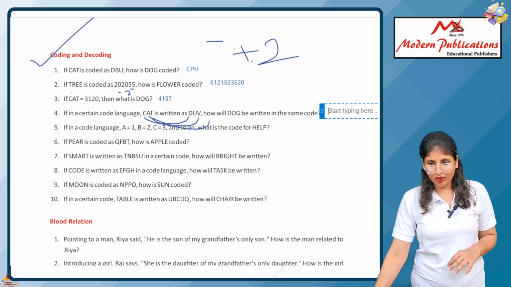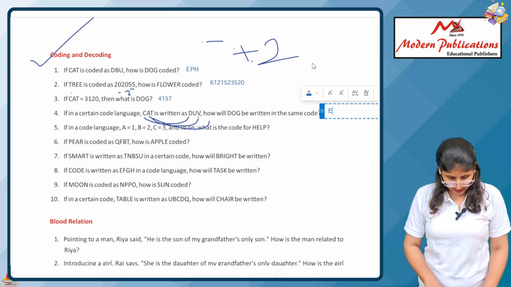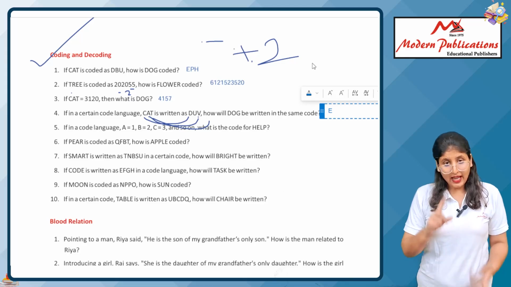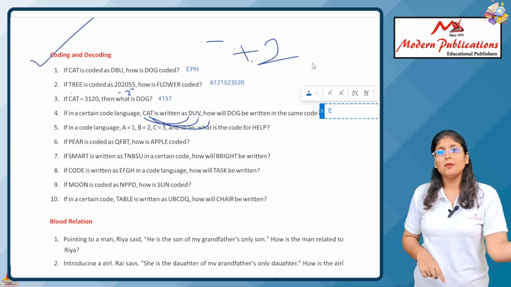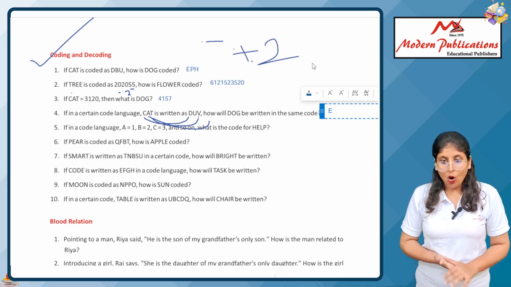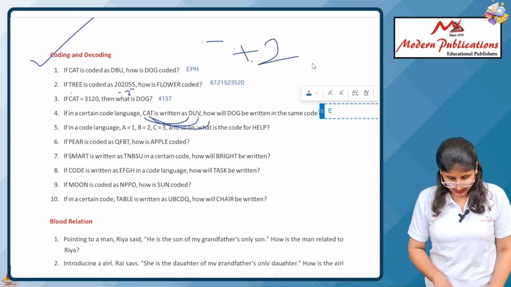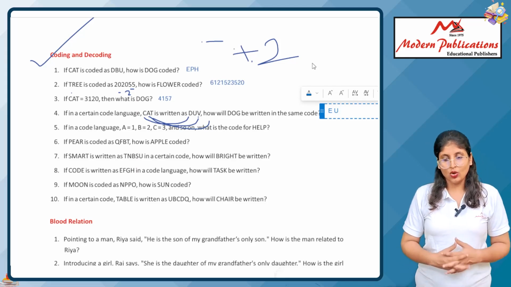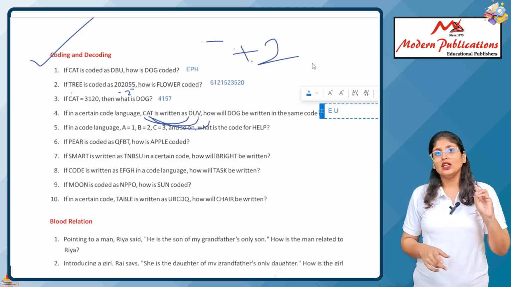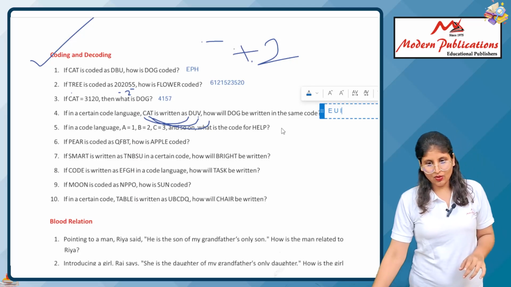Okay. D plus 1 comes on E. And plus 1, plus 20, plus 2 we have to do. So D plus 1 is E. O plus 20 comes U. And G plus 2: A, B, C, D, E, F, G, H, I. So it's I. Like this you have to do.